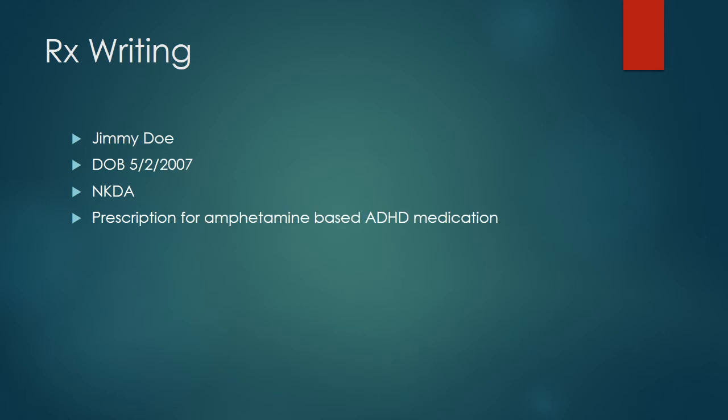Okay, and then how about Jimmy Doe? That's her son. Jimmy Doe has no known drug allergies, and he has a prescription for an amphetamine-based ADHD medication. So what do you want to prescribe him? First of all, he's young, so he's not an adult. I'm going to give him Adderall. You want to do Ritalin? You do Adderall? Yeah.